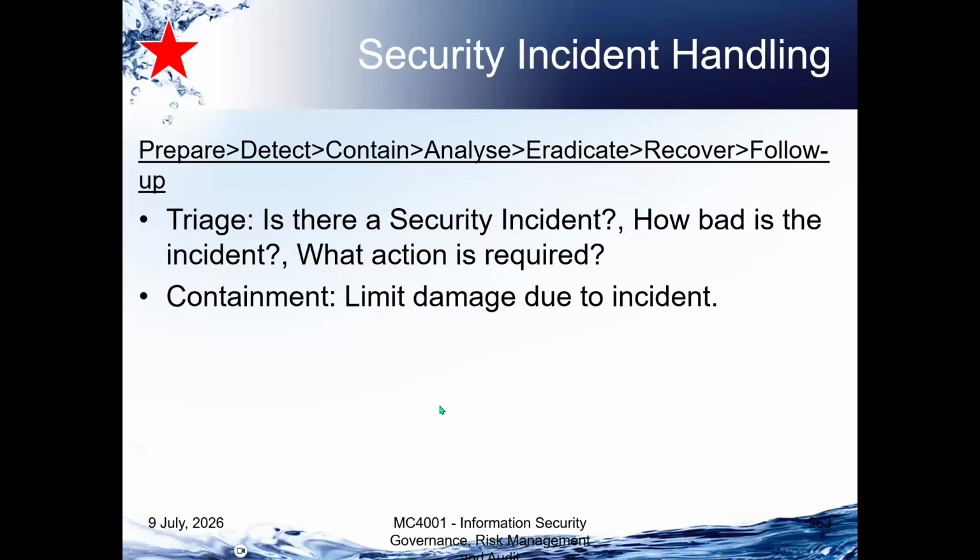In the containment, the primary concern is to limit damage due to the incident, to limit the damage, not to stop it because it's already happened. You're now doing damage limitation, and containment is to limit the damage. Can somebody tell me on an IT network what capability or what design makes containment easy to implement?